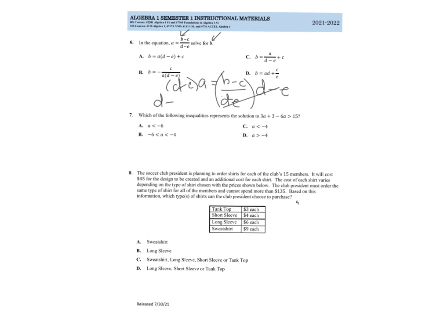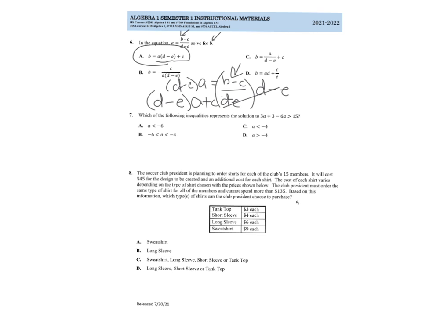d minus e is getting multiplied by a. And then I've gotten rid of that, and it says minus c, so I'm going to say plus c. So I have a times d minus e plus c.